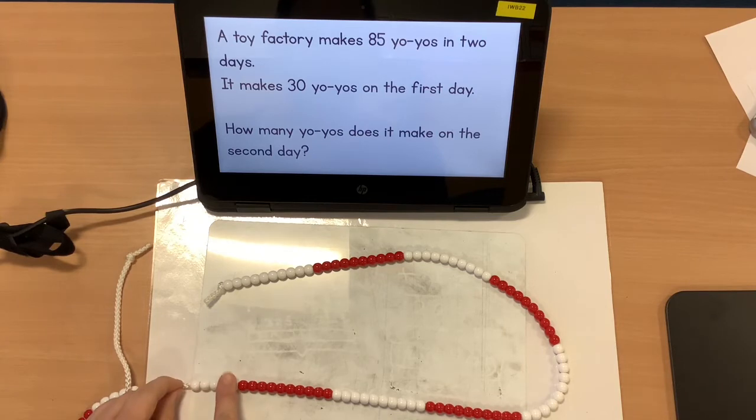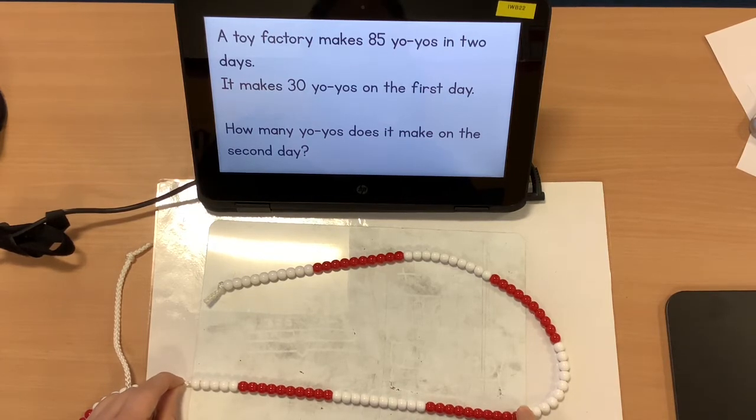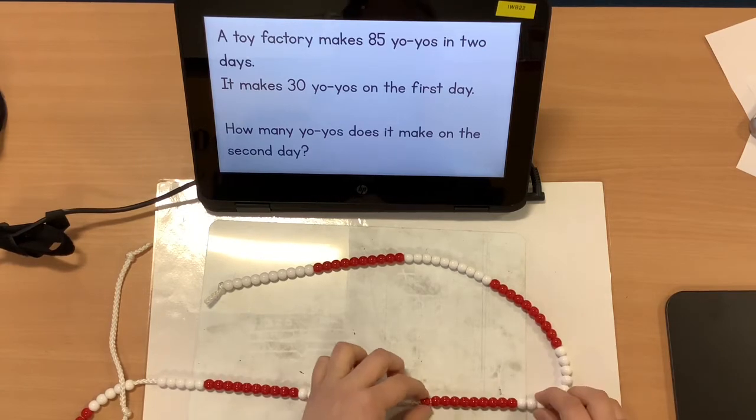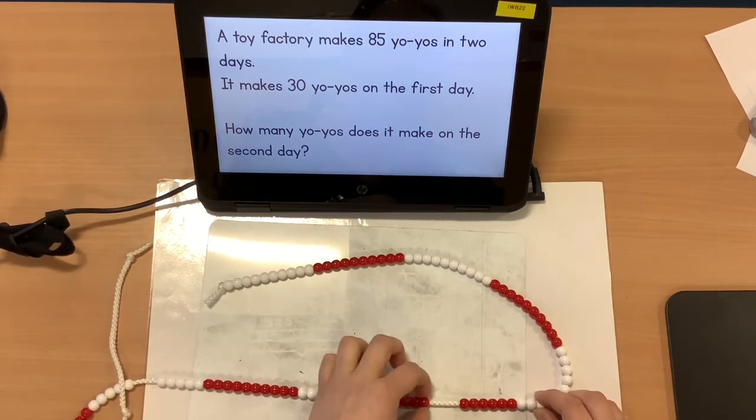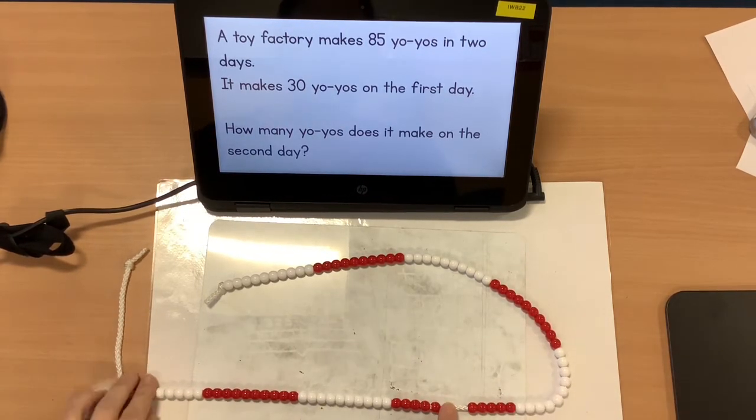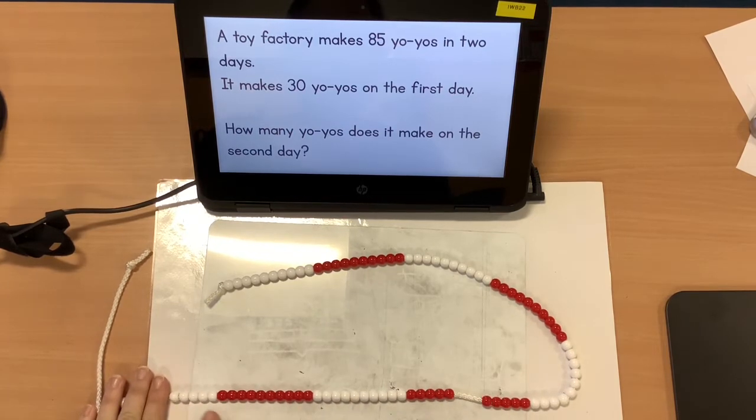So I've got 5, 15, because 5 and 10 makes 15, 25, 35. So that would be too much. So I need 5, 15, 25, 26, 27, 28, 29, 30. And this part here, this 30 here, represents how many were made on the first day.